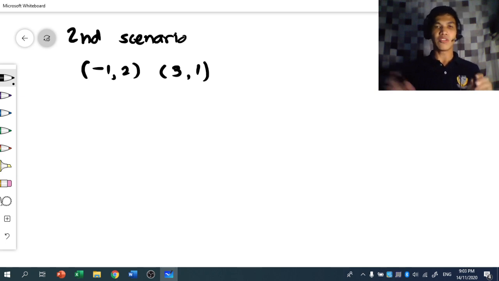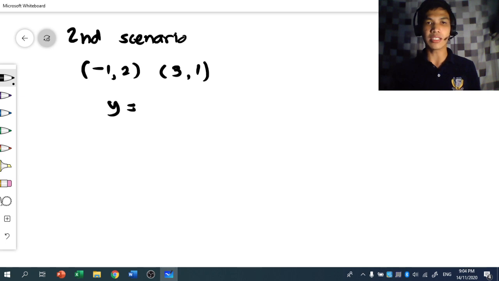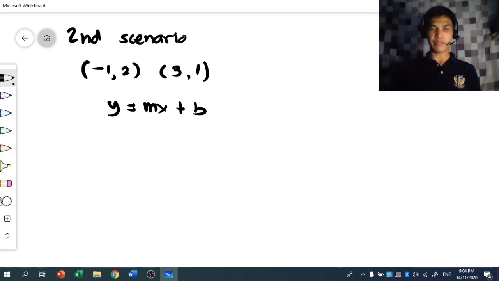Okay, so first thing you need to do in order to find the equation of the line, we need to use your slope-intercept form. So that will become y is equal to mx plus b. Okay, so first we must choose which of these two sets of ordered pairs we must use in order to substitute for our y and x variables. So for me, I will choose this one.